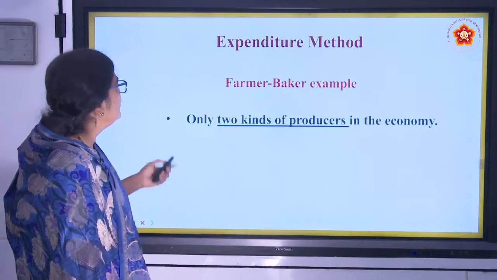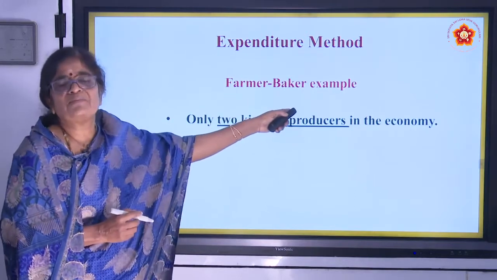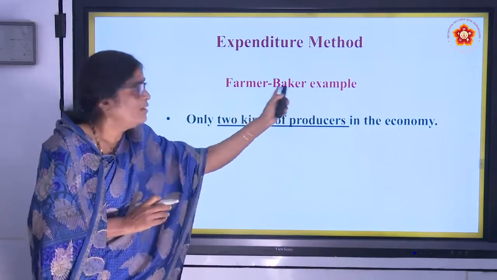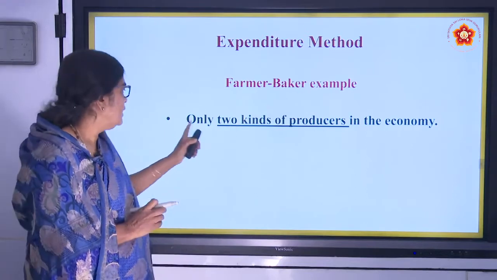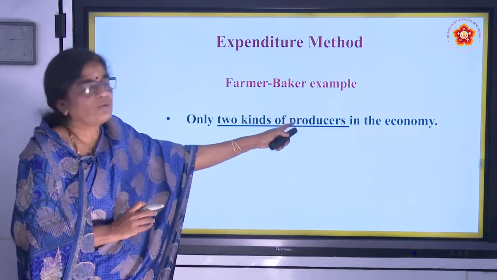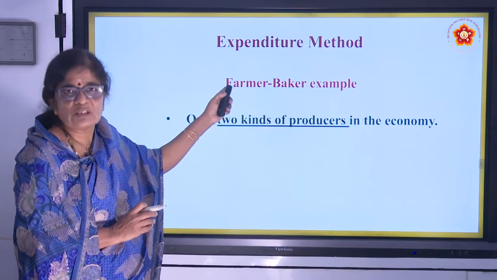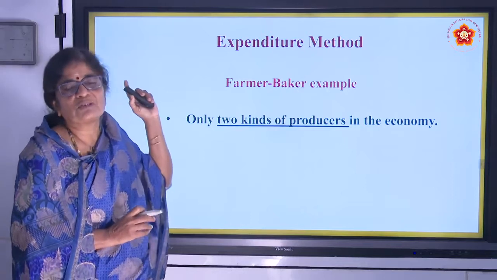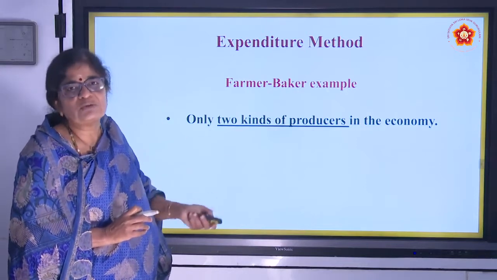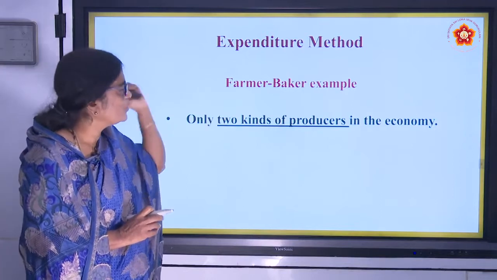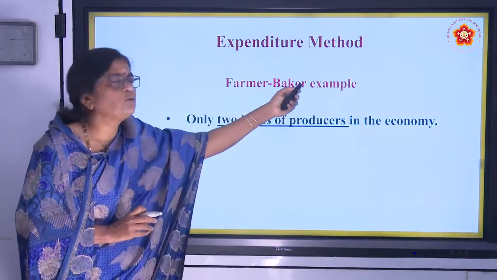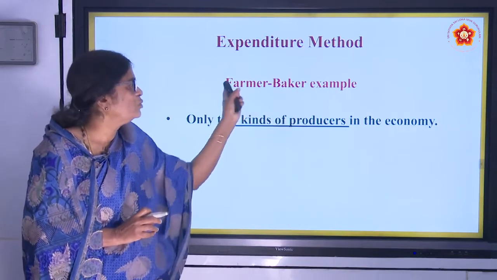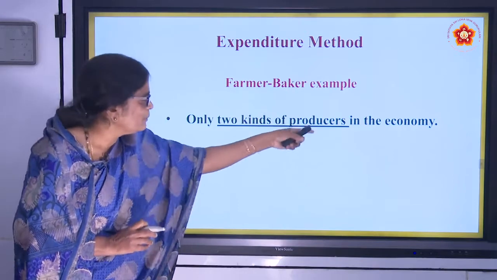The next one, we are going to take the same example we have studied in the product method. What is the product method? The farmer and baker example. In this economy, there are only two kinds of producers. Farmer is one production unit, and the baker is another production unit. We call a production unit a firm. Any production unit is a single individual firm. The farmer produces and acts as a firm, and the baker also produces and acts as a firm. Because there are just two producers, it's a simple economy.